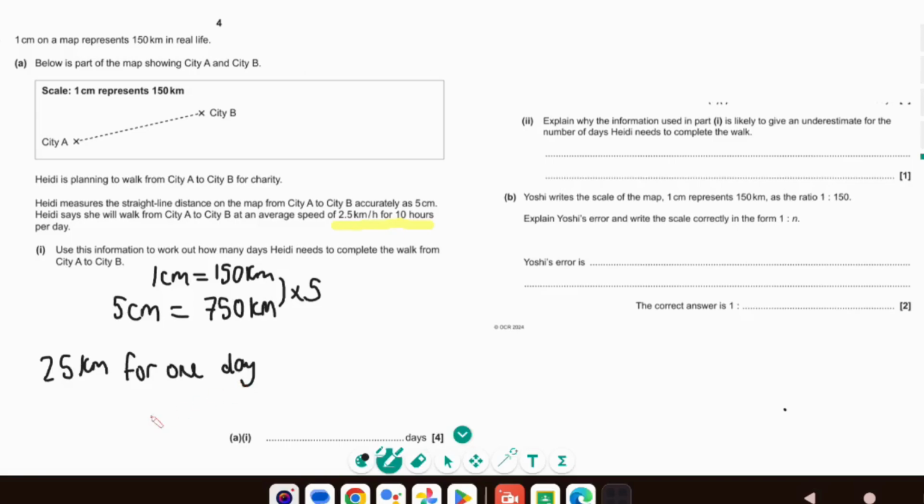Got 750 kilometres to cover. 750 divided by 25, 30. So we've got 30 days. Explain why the information used in part 1 is likely to give an underestimate of the number of days Heidi needs to complete the walk. It's not going to be a complete straight line from city A to city B.